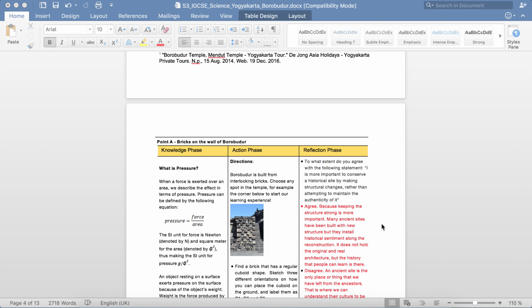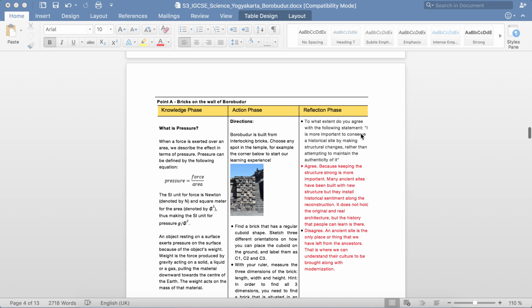Let's take a look at the debatable question for this learning experience. To what extent do you agree with the following statement? It is more important to conserve a historical site by making structural changes rather than attempting to maintain the authenticity of it. Here, the debatable question ties back into the conceptual lens and inquiry statement in terms of the relationship between scientific and technical innovation and conservation.